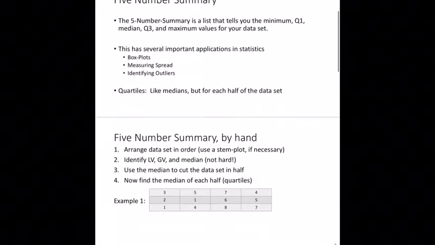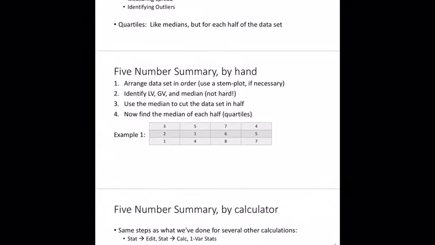Okay, so how do we do the 5-number summary by hand, which we're going to learn how to do before we learn how to go and do it on the calculator? Okay, so the first thing we want to do is arrange the data in order. Sometimes it would be beneficial to use a stem plot for this, and that really would be more for double-digit data sets. The least value, greatest value, and median aren't that hard, and if you understand how to find a median, it's not going to be that hard to find the quartiles.